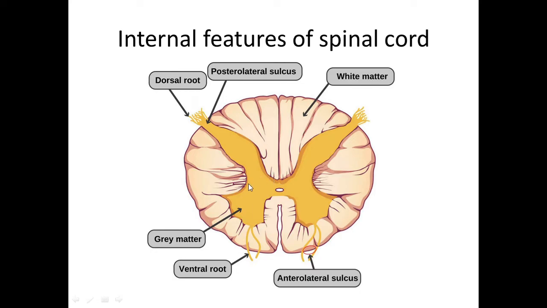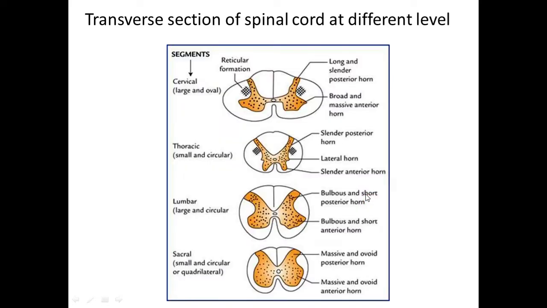Now, the grey matter of both sides, both halves, are connected to each other by grey commissure. So this is the grey commissure which surrounds the central canal. Now, this grey matter shows variation at different levels. So at the cervical, thoracic, lumbar and sacral segments, the shape and size of the grey matter changes.